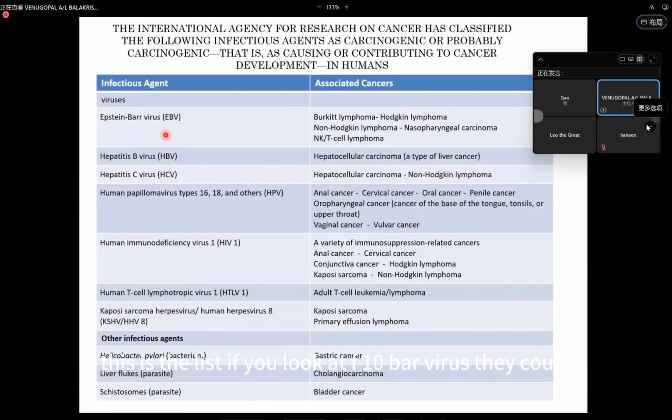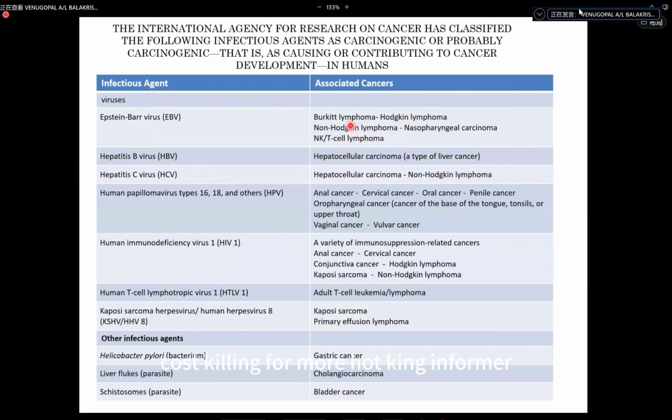Epstein-Barr virus could cause Hodgkin lymphoma, non-Hodgkin lymphoma, nasopharyngeal carcinoma and NK/T cell lymphomas. Hep B virus can cause hepatocellular carcinoma, Hep C also. Human papillomavirus types 16 and 18 are the main ones which cause cervical cancer. Others would cause anal, oral, penile, oropharyngeal, vaginal and vulvar cancer, and so on.